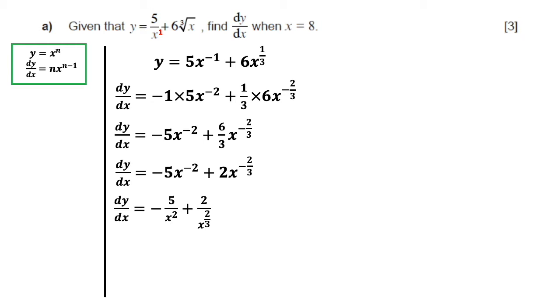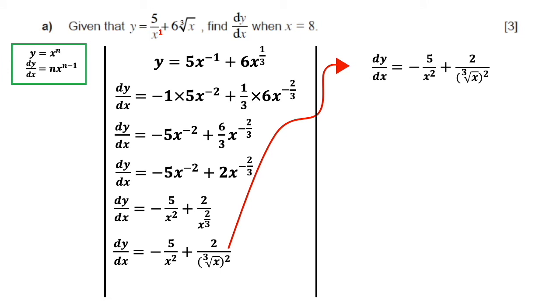Now, focusing on that second term, in the denominator you've got x to the power of 2/3. What you can do there is split that up to be x to the power of a third squared. And of course, x to the power of a third is the same as the cube root of x. So I'm going to write it like this. And I'm going to write it back up here so I can carry on with this question.